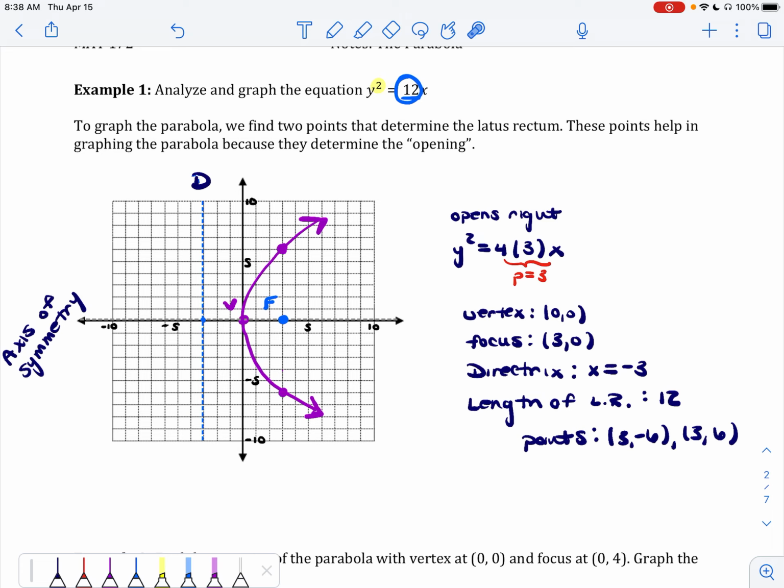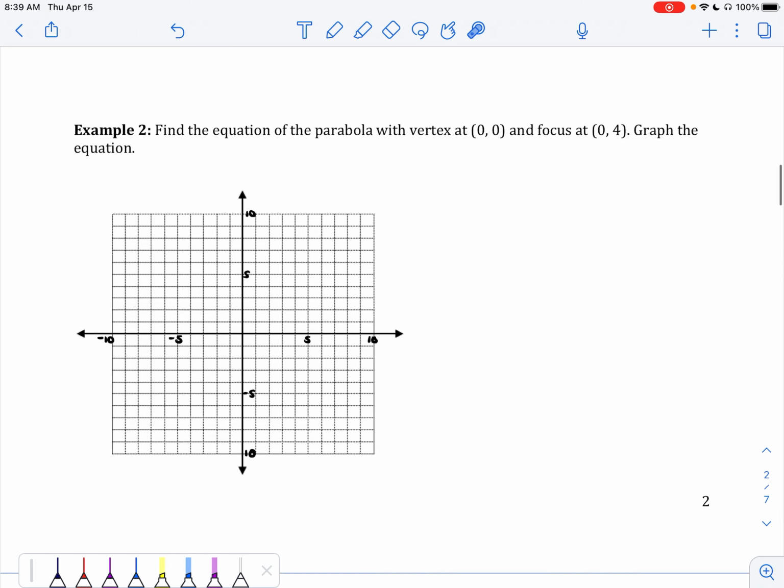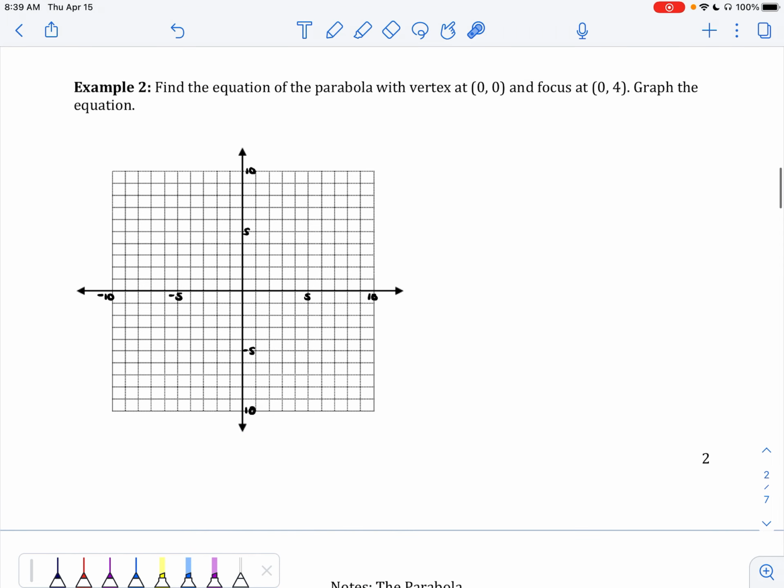So again, when you're asked to analyze and graph, you want to figure out what direction it is opening, figure out your p-value. From the h and k, you can find your vertex, and then you can find the focus, the directrix line, and the points that make up the latus rectum. Make sure you plot all of those different pieces and then graph your function. All right, let's go ahead and take a look at one more example here.